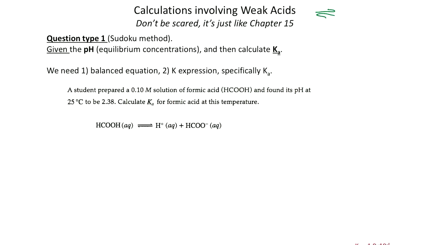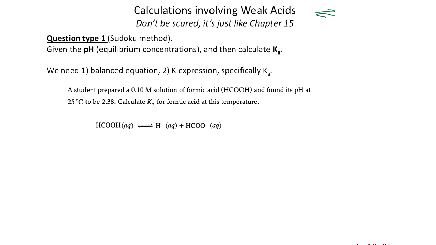Then there's the ones where I give you the initial line and I give you K. You need to determine the equilibrium line. There you may have to use an approximation or do the quadratic, right? Same thing for this chapter. It's just chemical equilibrium. Honestly, it's easier because everything's a 1-to-1 ratio. So here is a type 1 ice table, but involving a weak acid.